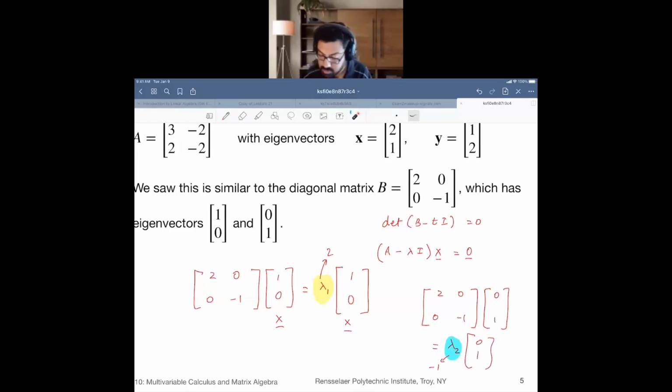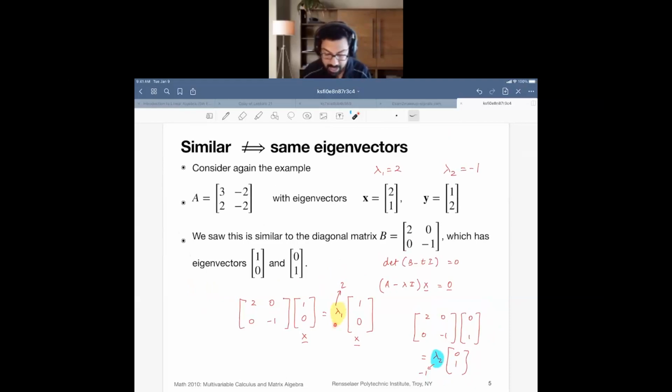So the unit vectors will be eigenvectors for B because it's a diagonal matrix. It'll have the same eigenvalues, but as you can clearly see, the eigenvectors for B are unit vectors. Eigenvectors for A are not unit vectors, which essentially proves this. Similar does not mean same eigenvectors.